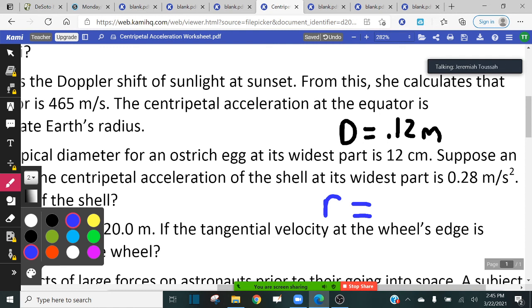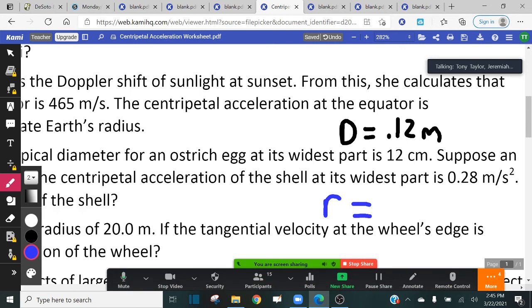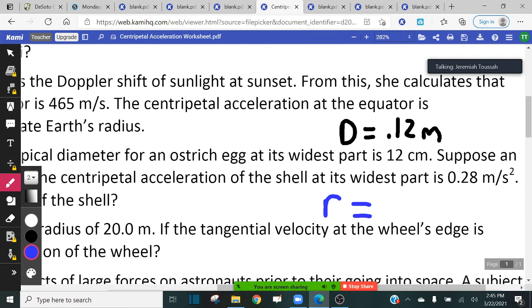The radius is like half of that, or you multiply it by 2. The diameter, yeah, radius is half the diameter. So it's 0.6. Not 0.6, but 0.06 meters. Yeah, that's what I meant. 0.12 divided by 2 is 0.06 meters. Yeah, James, 0.06. Okay.